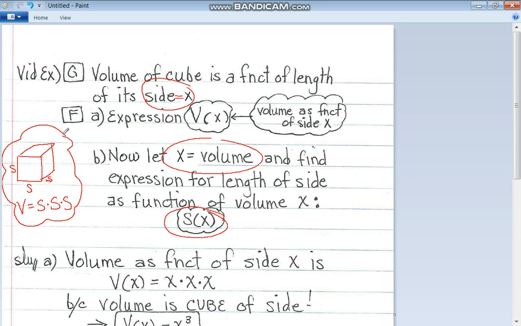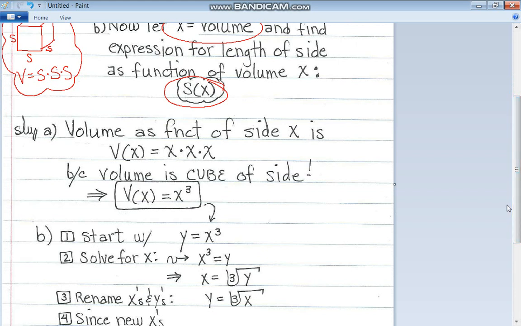We're not calling the length of the side S. In part A, they told us to call it X. So let's answer the question using volume as X times X times X. The volume is a function of the side X. It's X times X times X because the volume of a cube is a function of the side, and we'll just simplify 3 factors of x as x cubed. There's our first answer: the volume expressed as a function of x where x is the side.